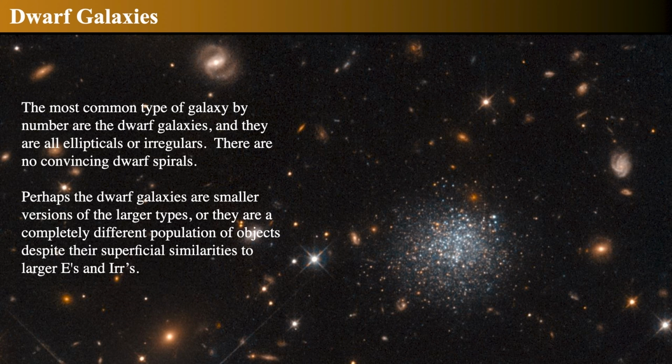Dwarf galaxies are the most common in the universe by number, but not by mass. All of these are either small ellipticals or tiny irregulars. There are no spiral dwarfs, meaning little tiny dwarf galaxies. So remember all those images I showed you with little tiny spirals? They're far away, that's what we mean. The dwarf galaxies might be just smaller versions of the large ones, or a completely different population of objects. They seem to have a similar appearance, just scaled down, but their exact nature is an area of active study.